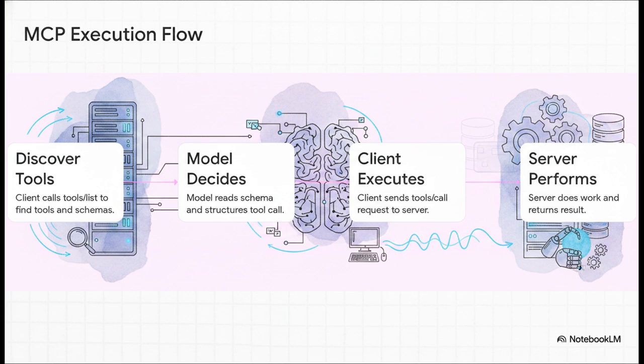But crucially, the model does not execute the tool. It just emits a structured call. The client executes it by sending a tools/call request to the server, and then the server does the actual work. This brilliant separation of concerns means your code never hardwires a specific tool to a specific model ever again.